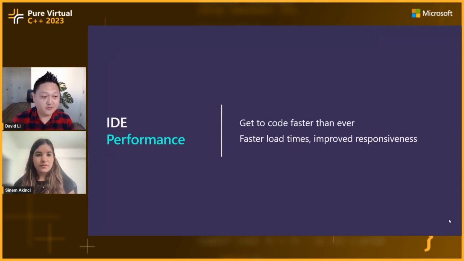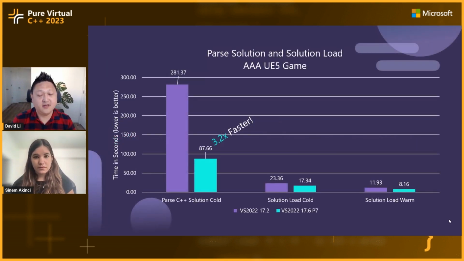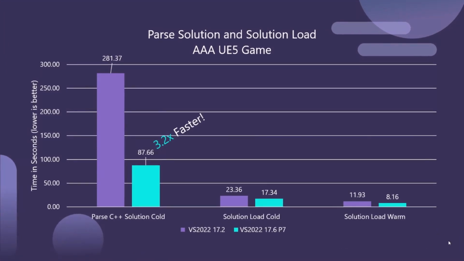So let's get started with performance. You can open Visual Studio faster, get to your code, and of course, it's more responsive and you spend less time loading. As you can see here, we benchmarked Visual Studio using a real-world AAA Unreal Engine 5 game, which is a large code base. And for several scenarios, there is a cold and a warm distinction.